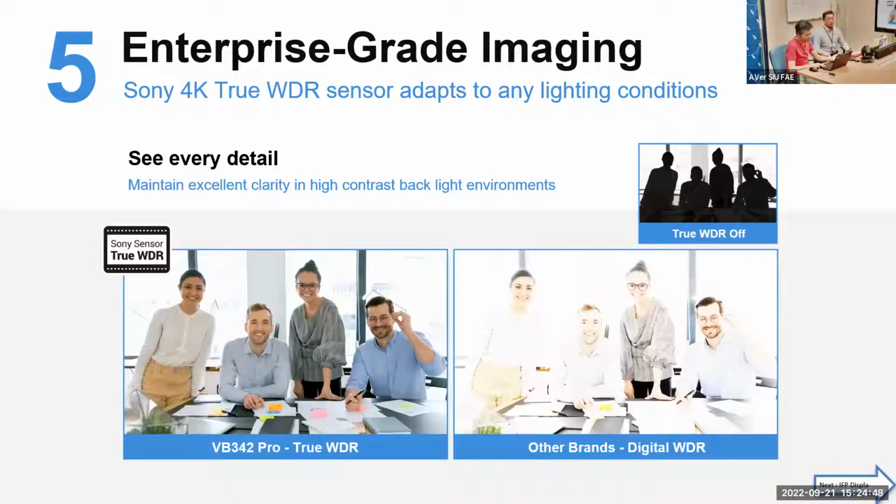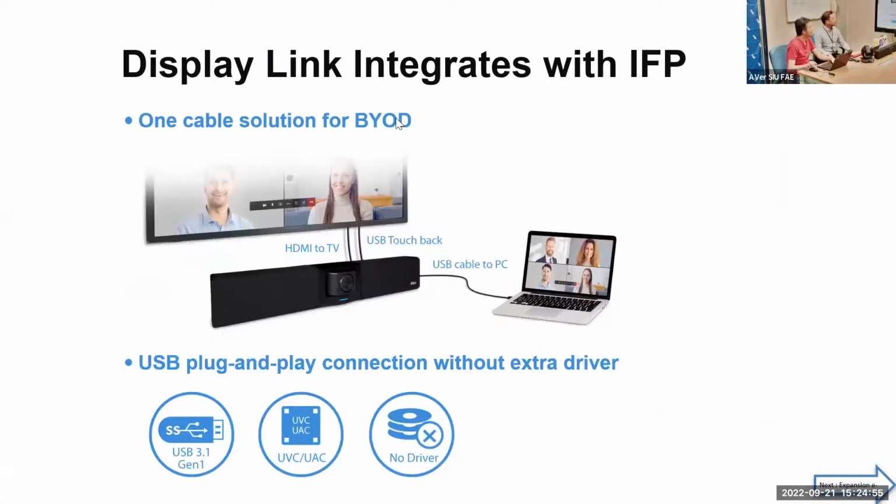VB342 Pro is also equipped with the true DR 24K sensor. And this is DisplayLink on VB342 Pro. We only need one USB cable and the HDMI cable connected to our VB342 Pro, so we can have the big monitor or display.